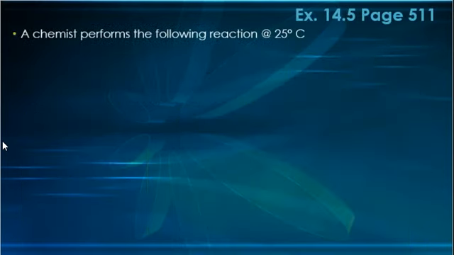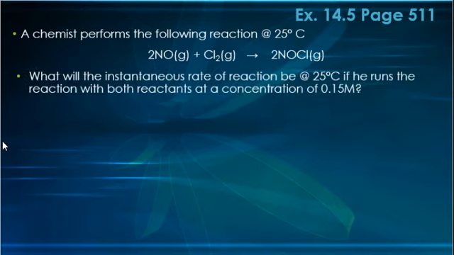Okay, let's see. A chemist performs the following reaction at 25 degrees C. What's going to be our standard temperature, standard pressure, that kind of thing. All right, 2NO plus Cl2 gives 2NOCl. I think we've seen this one, yes? What will be the instantaneous rate of the reaction at 25 C if he runs the reaction with both reactants at a concentration of 0.15 molar?